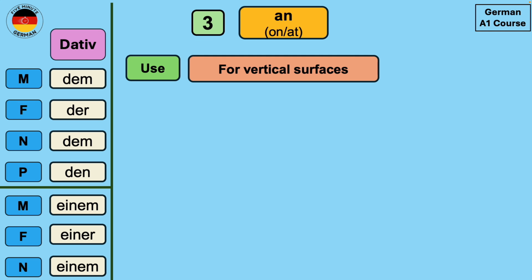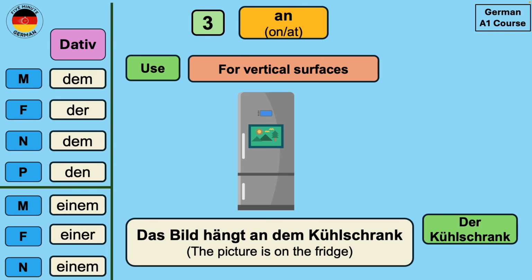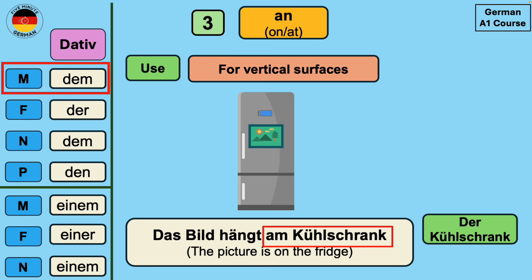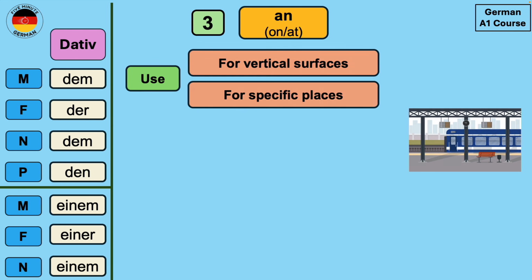Let's take another example. So we have this image which is on the fridge. So we can say, das Bild hängt an dem Kühlschrank. The picture is on the fridge. And over here again we use the dative article for Kühlschrank, which is dem. We can also write this sentence as, das Bild hängt am Kühlschrank, because am is a combination of an and dem. We also use an when we are talking about specific places.